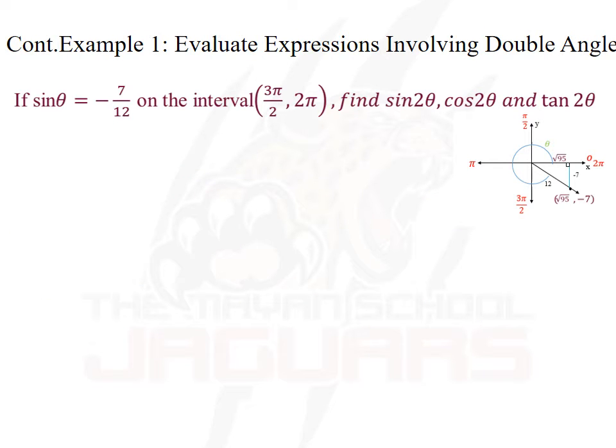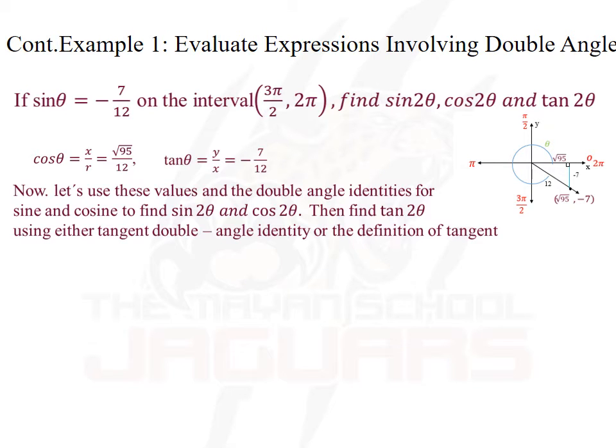Continue with example 1. We just found that the cosine of theta equals the square root of 95 over 12, and the tangent of theta is negative 7 over 12. We need these values in order to evaluate each one of the things we are being asked for. Now let's use these values and the double angle identities for sine and cosine to find the sine of 2 theta and the cosine of 2 theta. To find the tangent of 2 theta, we can use either the double angle identity for tangent or the definition of tangent, but we can wait for that.